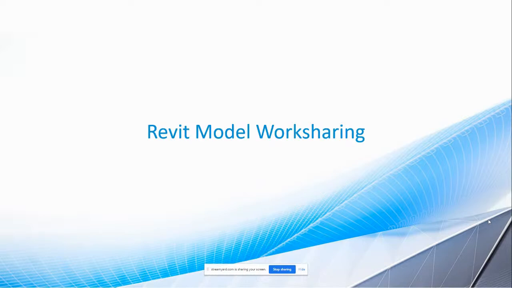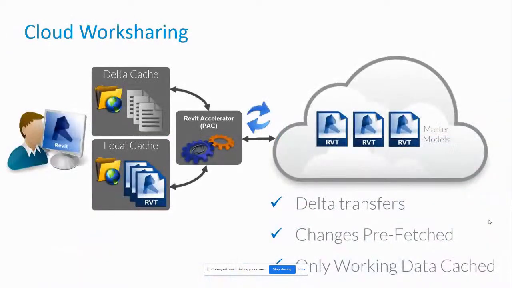because this is something that I get asked a lot: why are we hosting the model on the cloud? What are the advantages? And the advantage is the fact that cloud work sharing gives you what we call Revit Accelerator. And the job of Revit Accelerator is to look at your local Revit model and regularly compare it with the cloud model, and it delta transfers the changes.